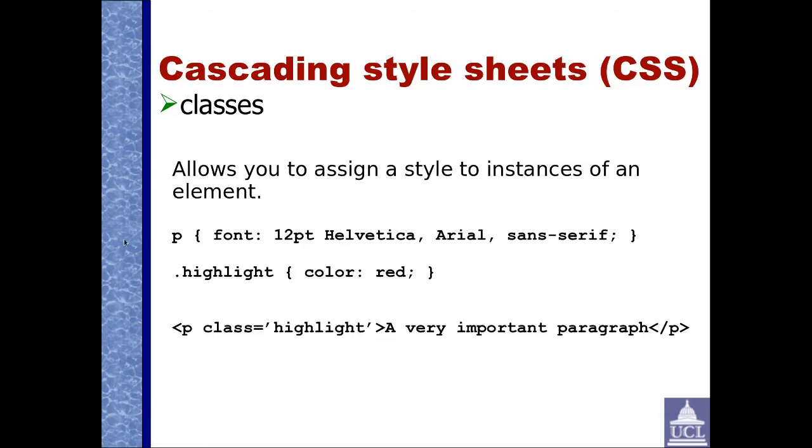We have our paragraph style just as we had before, and then we can create what's called a class, and in this case a class of .highlight, and we've specified that it should be of colour red. And then when we create our paragraph tag, we can say paragraph class equals highlight, and then our text, and end the paragraph. And of course that would mean if we wanted to change all our highlighted paragraphs to be green or bold or whatever, we would simply change the CSS here.